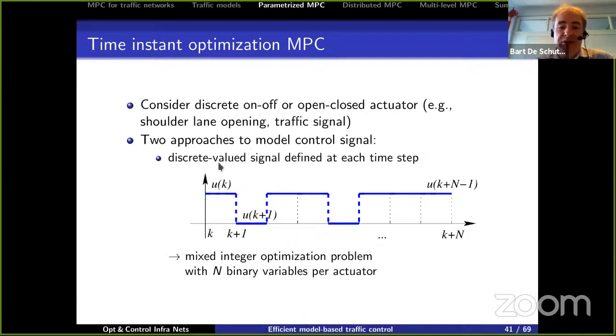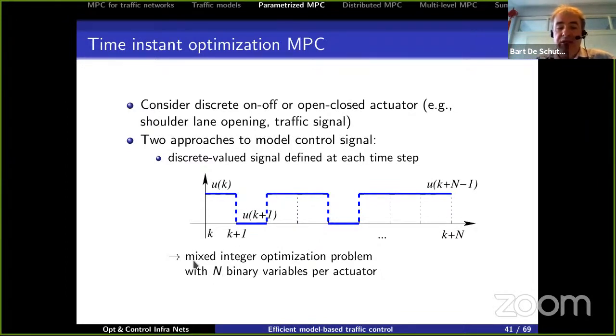Now you can approach this in two ways. Typically in the conventional MPC setting, you would define a level U for every time step, and then you would have in total n variables for a horizon of n steps, going from U(k+1) up to the end value U(k+n-1). In general, you then get a mixed integer optimization problem. Mixed integer means that you have both real valued variables, like the queue lengths, which are typically approximated using real valued variables, and also integer optimization variables, namely the control inputs.